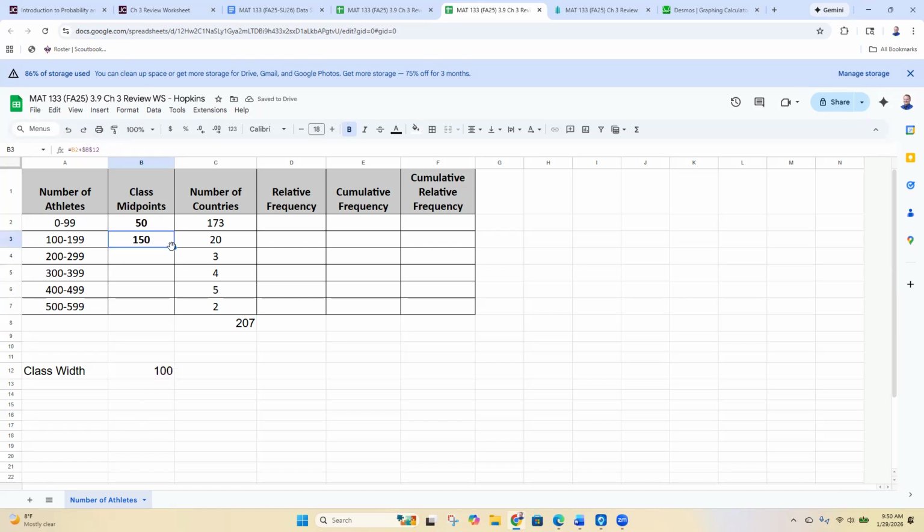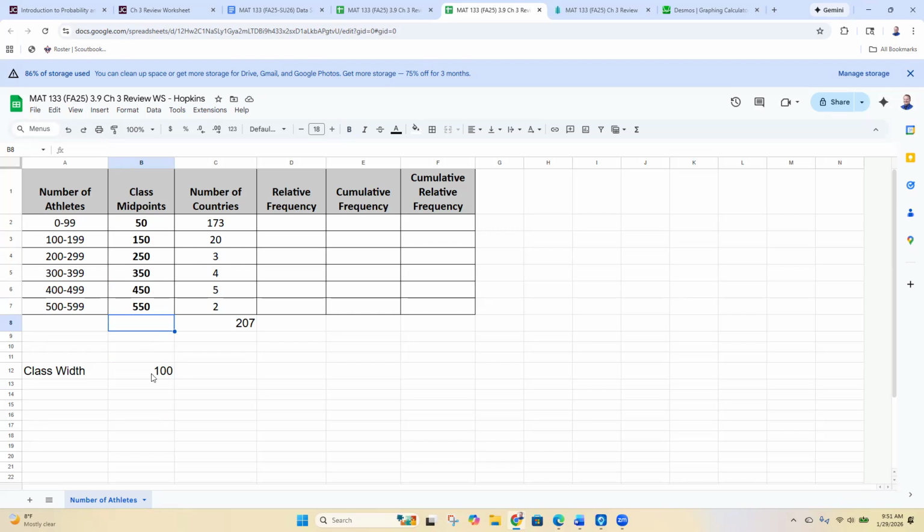And now when I copy this down, at the very last one, it's still giving me the correct answer because it's looking at B6, which is the midpoint right above it, plus it's looking at B12, which is my class width. So it's adding 100, and it's still giving me the right answer. Okay.